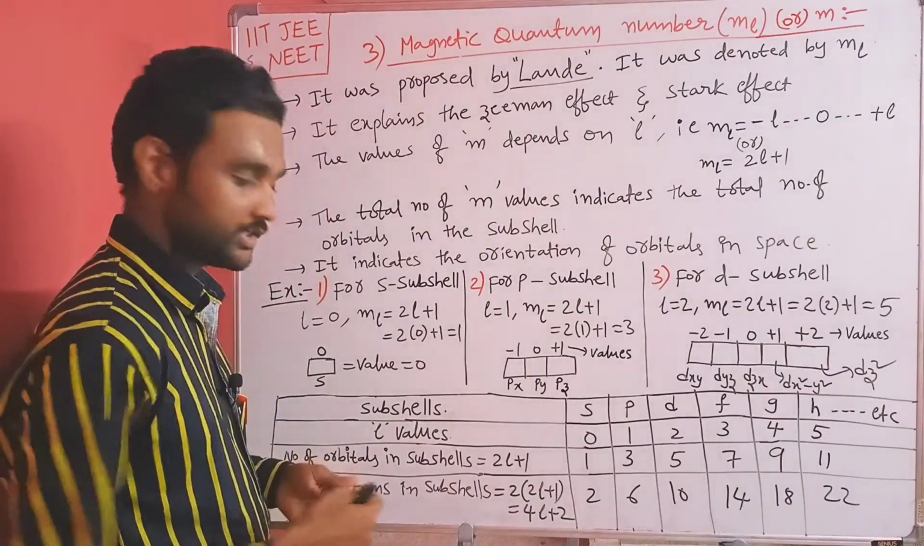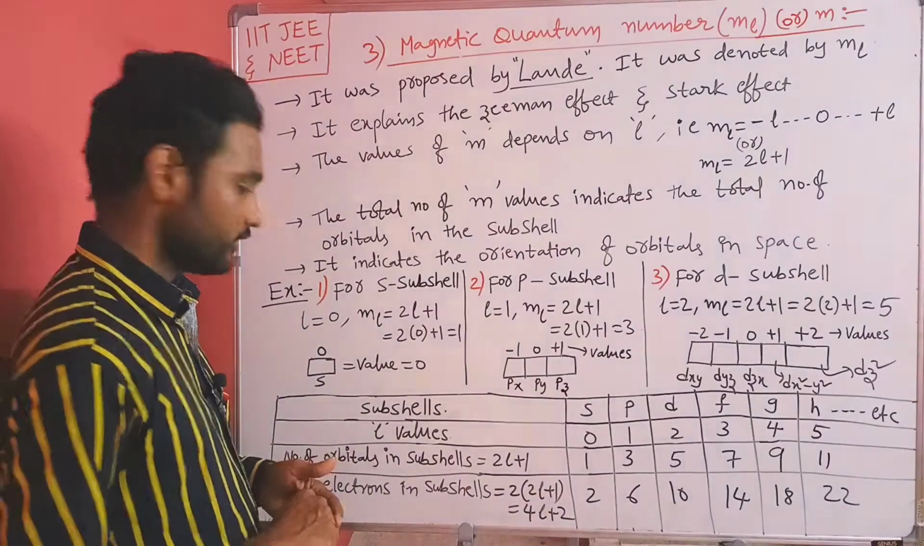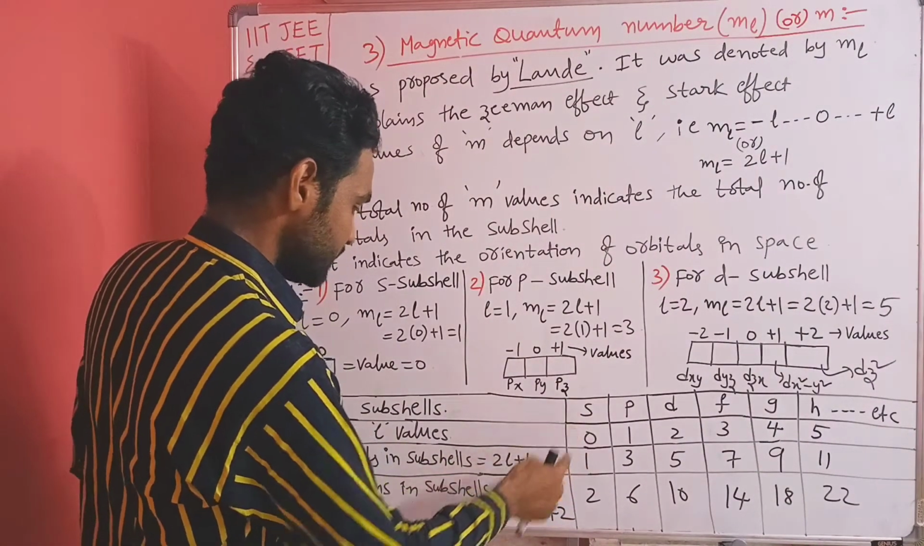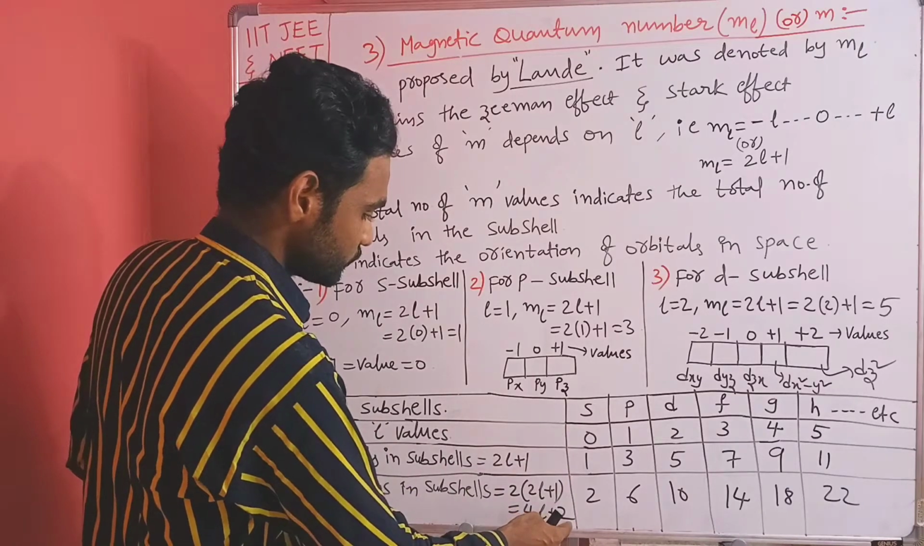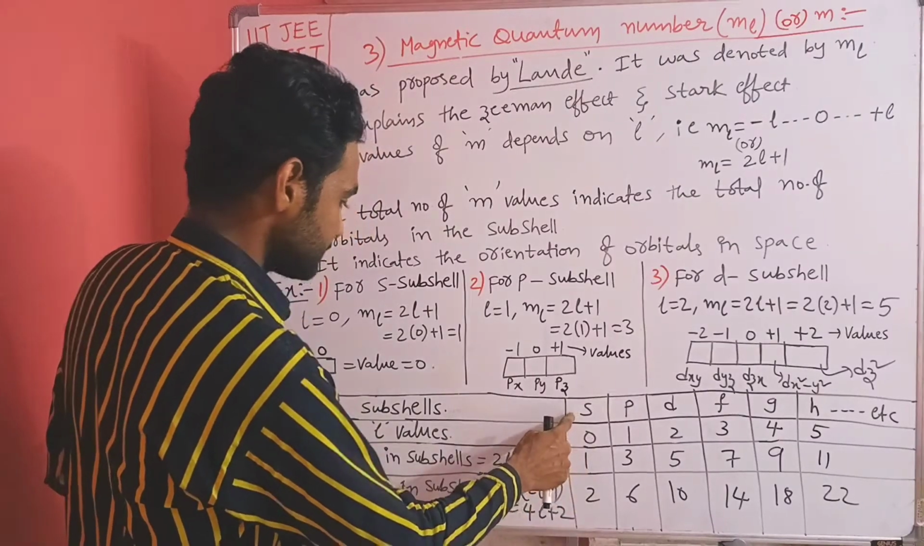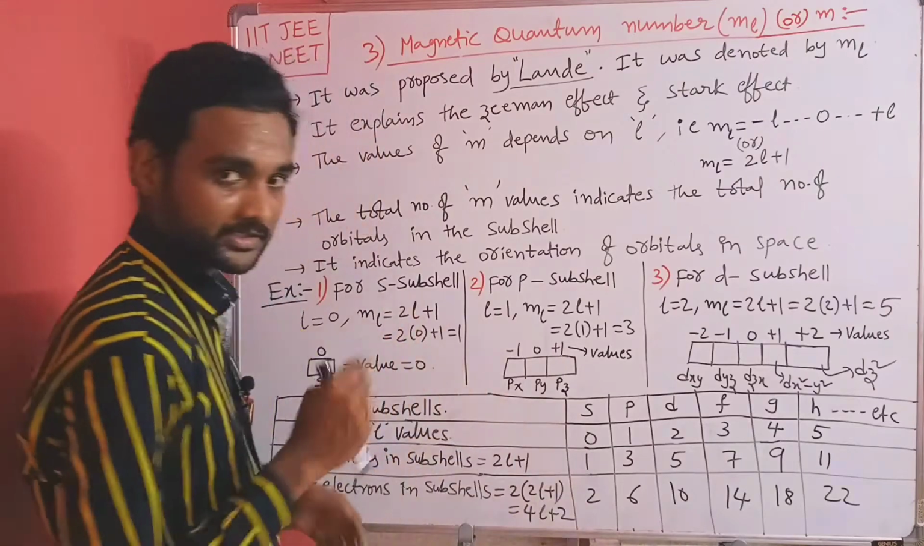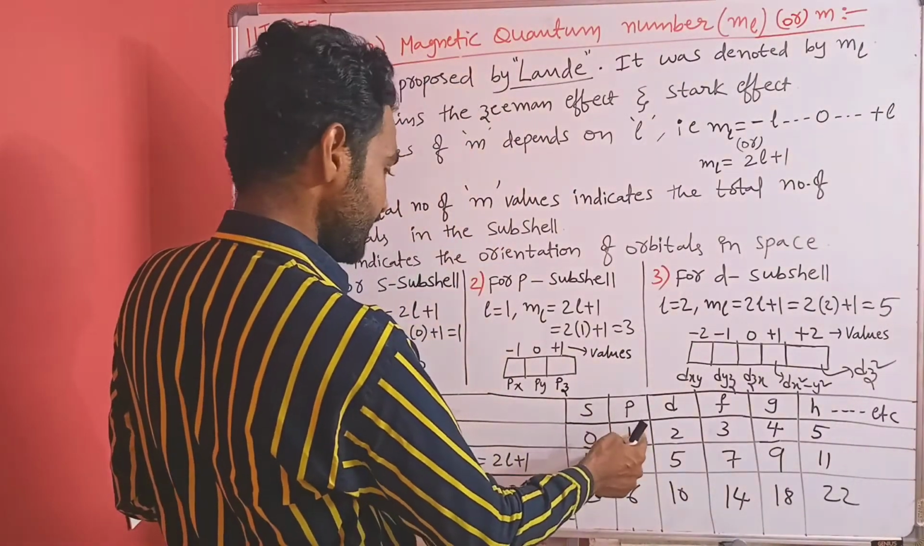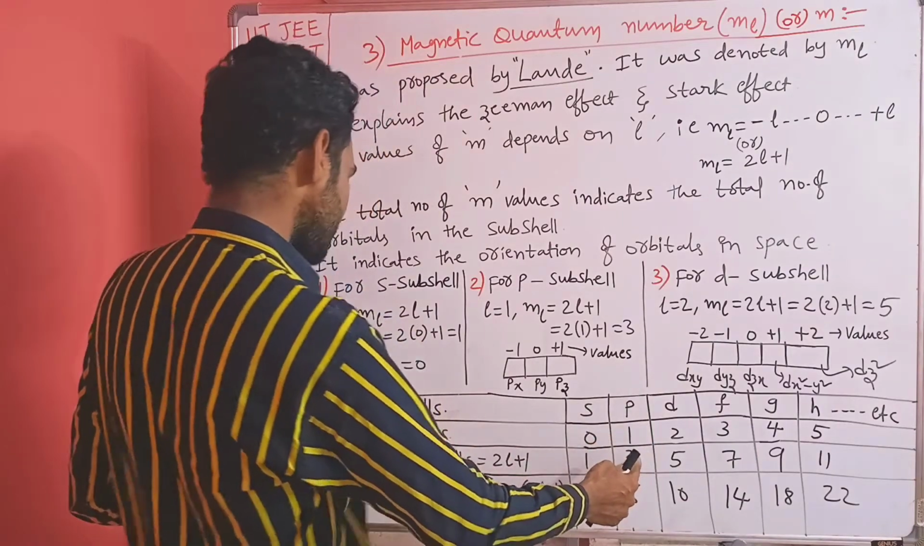Okay, next, the number of electrons in the subshells is given by the formula 2 into (2L plus 1), or it is equal to 4L plus 2. Now here the L value we know already, L value is 0 for S subshell. This L value I have to substitute here, 4 into 0 plus 2, it means 2. Now in the S subshell, how many electrons are there? 2 electrons are there.